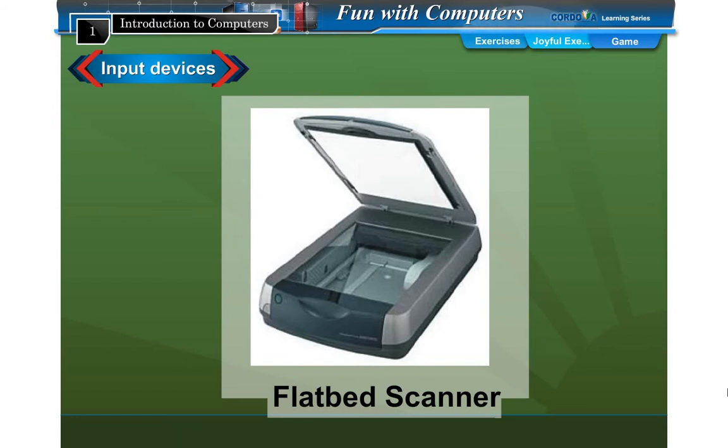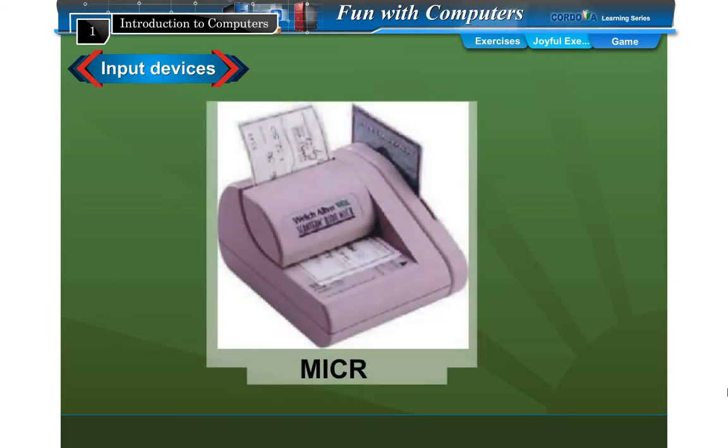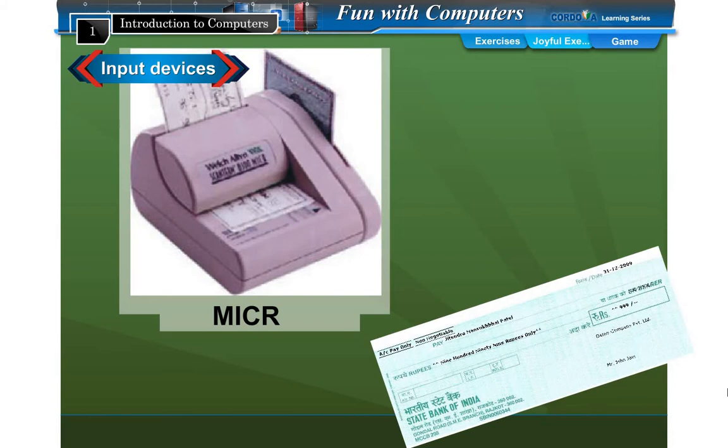This scanner has a flat plane of glass where the item being scanned is placed. They work like photocopy machines. Handheld scanner. This scanner is dragged over the object that needs to be scanned. It is mostly used in shopping stores. MICR, magnetic ink character recognition. This input device is used to read and identify magnetized characters printed on a document such as a check.